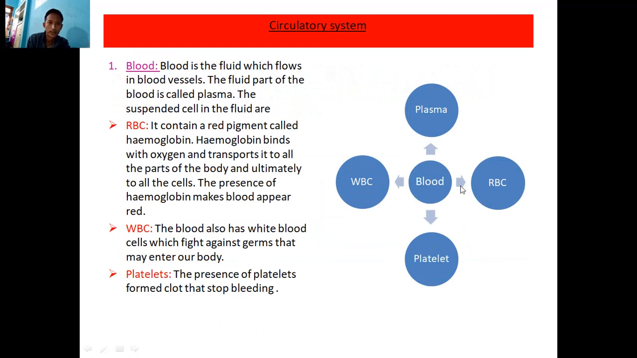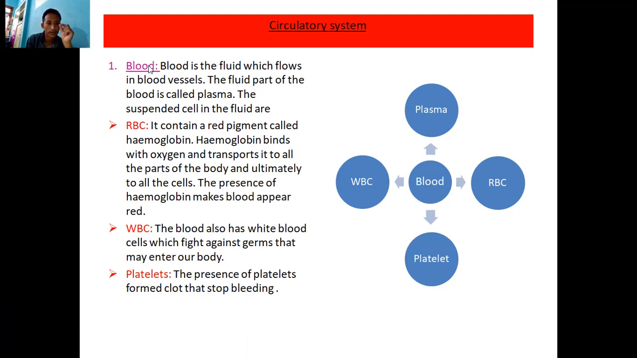And then the circulatory system circulates blood. Blood, and the contents and shape of blood. Blood is the fluid which flows in blood vessels.